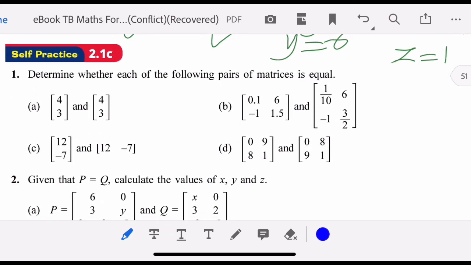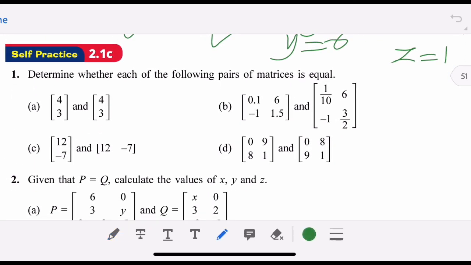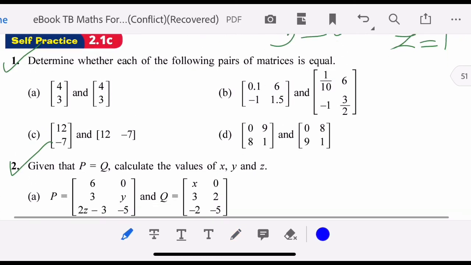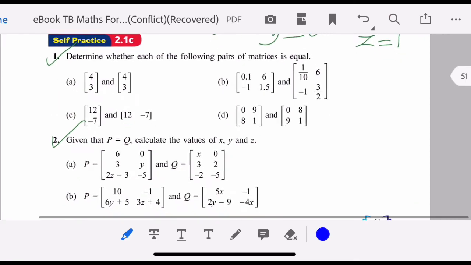So you need to do the self-practice 2.1c on your own in the exercise book, okay? So these two are your homework.